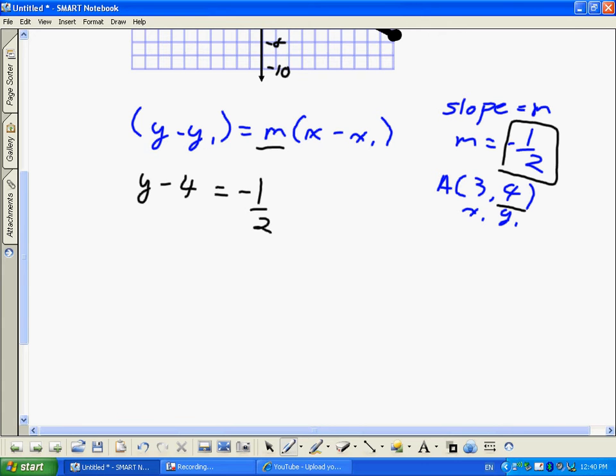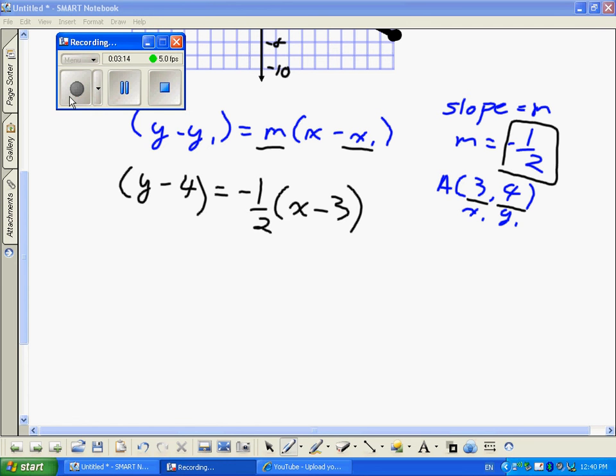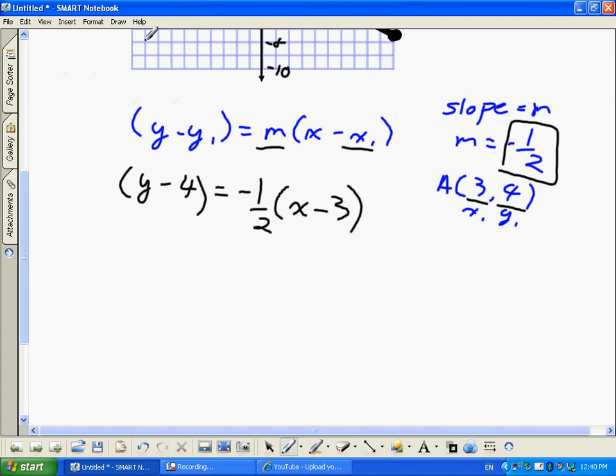So we plug in negative 1 over 2 for the m, and we subtract our x1, which is 3. Sorry, I made a quick mistake. This is negative 4. So because that's negative 4, that's going to make this positive 4 inside the brackets. Thanks for pointing that out, guys. Okay? So now we've plugged in enough information where we only have one x and one y. I can convert this to any form I want now.